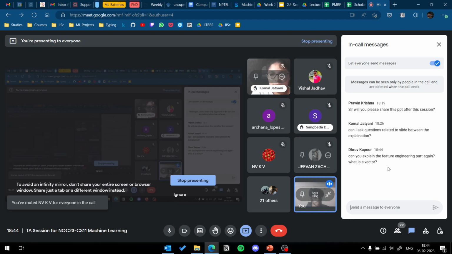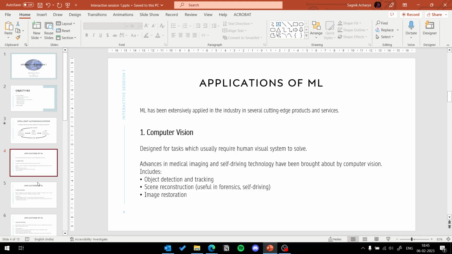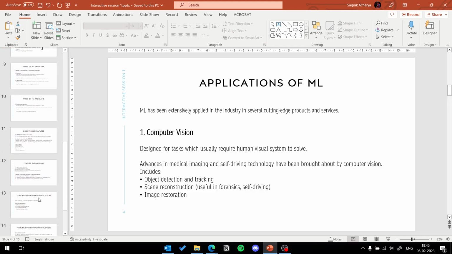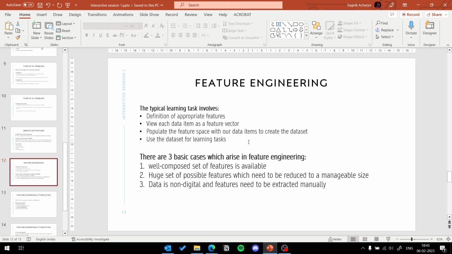Can you explain the feature engineering part again? What is a vector? Okay, so I will go to the feature engineering slide. Okay, a vector is something. Let me see if I can explain it. So say again, I'll take the example of predicting the price of a house. So the price is my target, right? I want to predict the price, so that is my target variable.